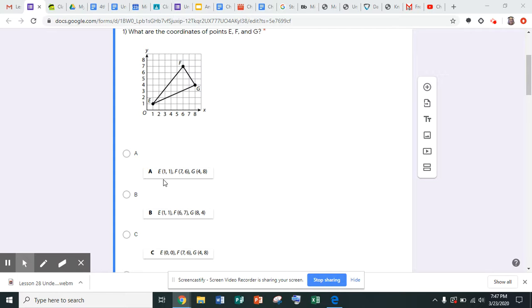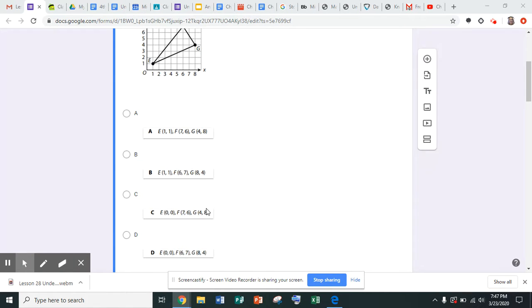So, your first choice is E is 1, 1, F is 7, 6, and G is 4, 8. Letter B says E is 1, 1, F is 6, 7, and G is 8, 4. Then we have C. C says E is 0, 0, F is 7, 6, and G is 4, 8. And then letter D says E is 0, 0, F is 6, 7, and G is 8, 4. So choose the correct answer for all three points.